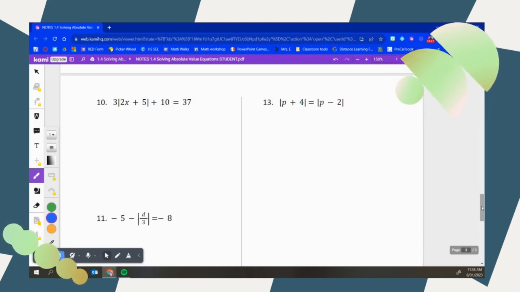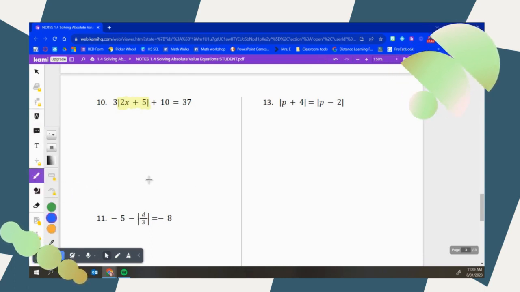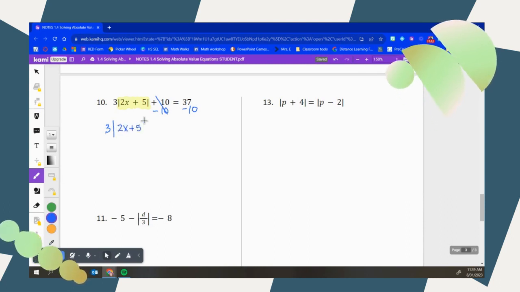So let's use the steps we just wrote down to do number 10. So what was my first step? Isolate the absolute value. So this is my absolute value right here. I need to get it by itself. So what do I need to get rid of? I got to get rid of the 10 and the 3, but I get rid of the 10 first. So let's go minus 10, minus 10. So we're doing minus 10 on both sides. So now I have 3 absolute value of 2x plus 5 equals 27.